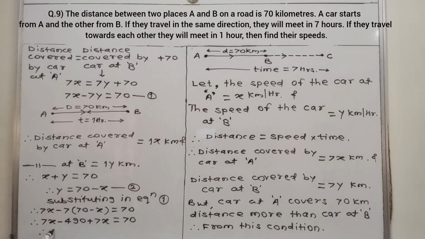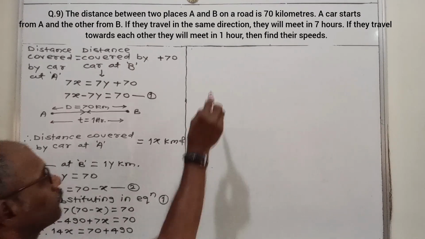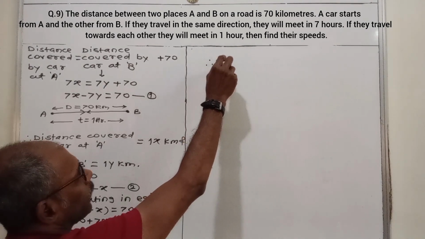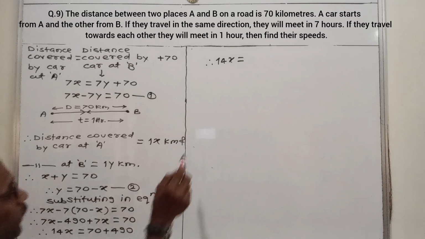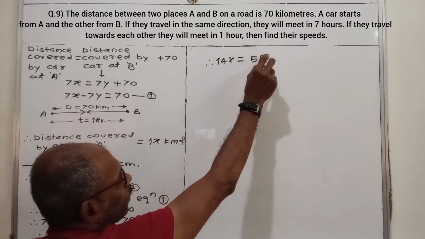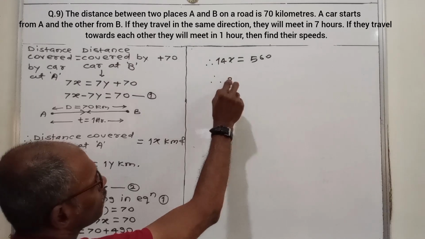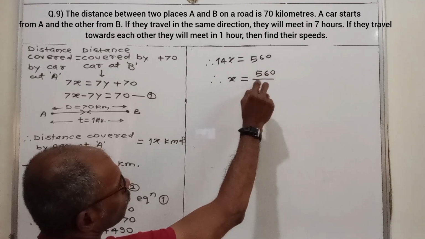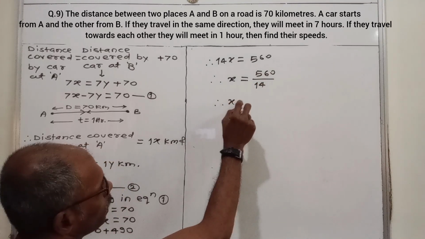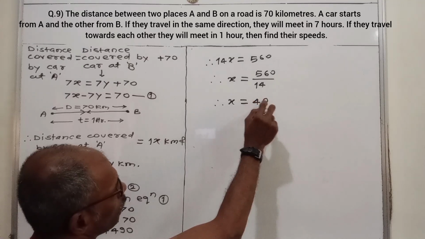Therefore, 7x plus 7x, 14x is equal to, we take this to the right side. Minus becomes plus. Therefore, 14x is equal to 70 plus 490, means 560. Therefore, x is equal to 560 upon 14. Therefore, x is equal to 40.